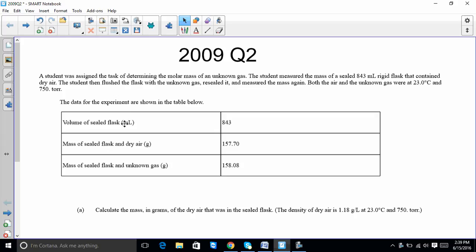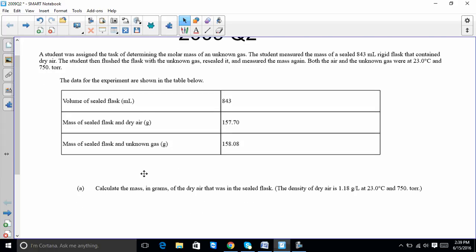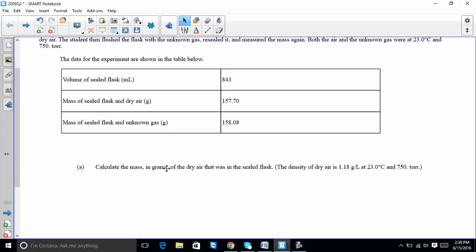What is the volume of the sealed flask? What is the mass of the flask with air in it? And what's the mass of the flask with the unknown gas in it? First question, calculate the mass of dry air that was in the sealed flask, and they gave you the density.